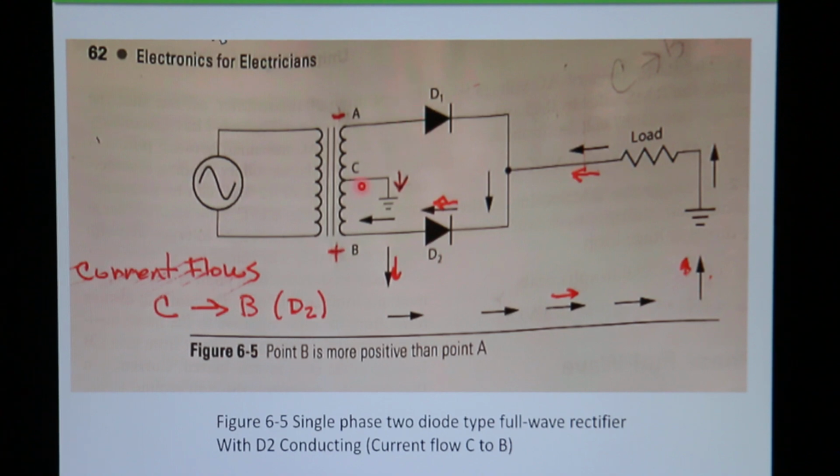So once again, I will conduct current from C through the ground, up through the load, and then back through D2 to my plus. I'm always trying to get from a minus to a plus. This so happens I'm going to go from C to B. So this time I conducted the second half cycle. So yes, the half wave only conducted one half cycle. This full wave, we just got both half cycles.